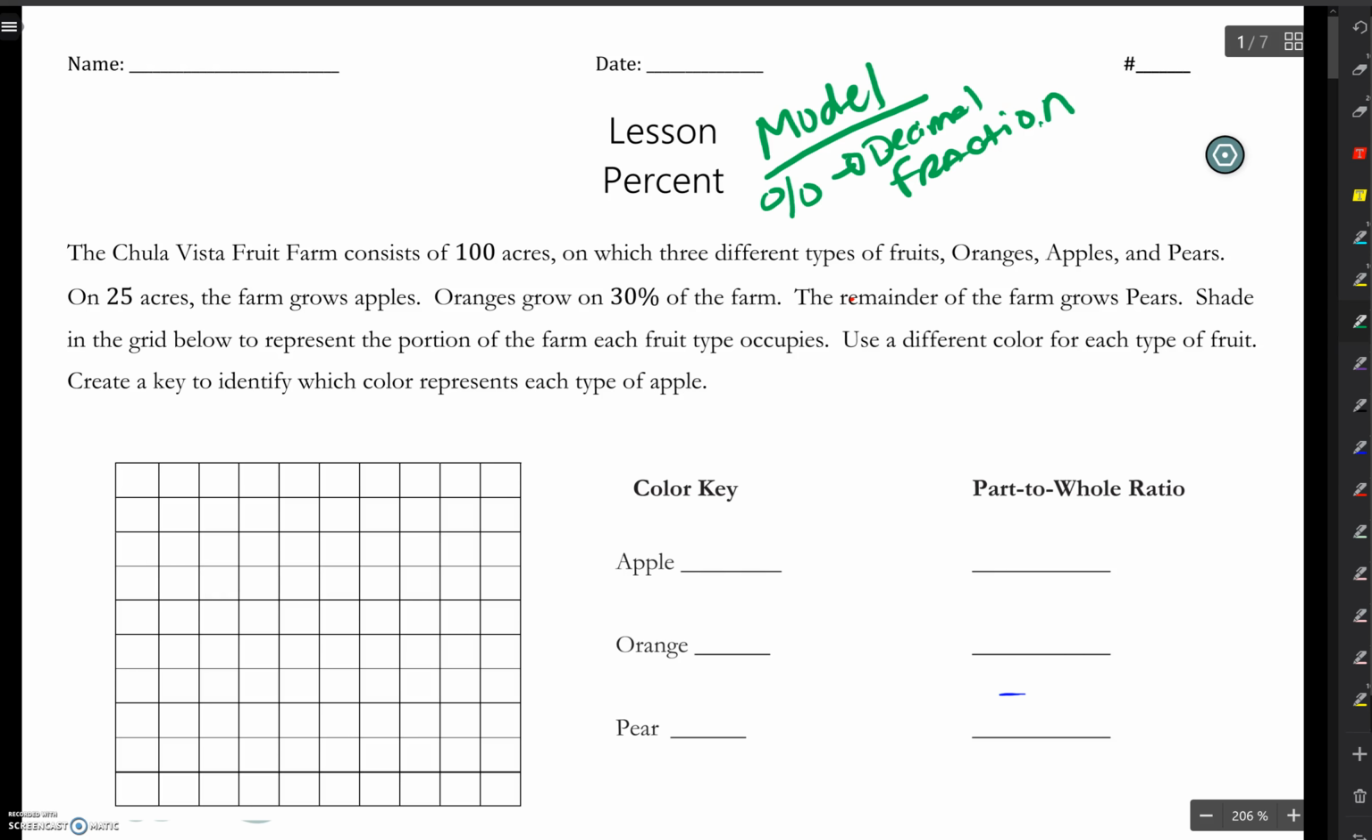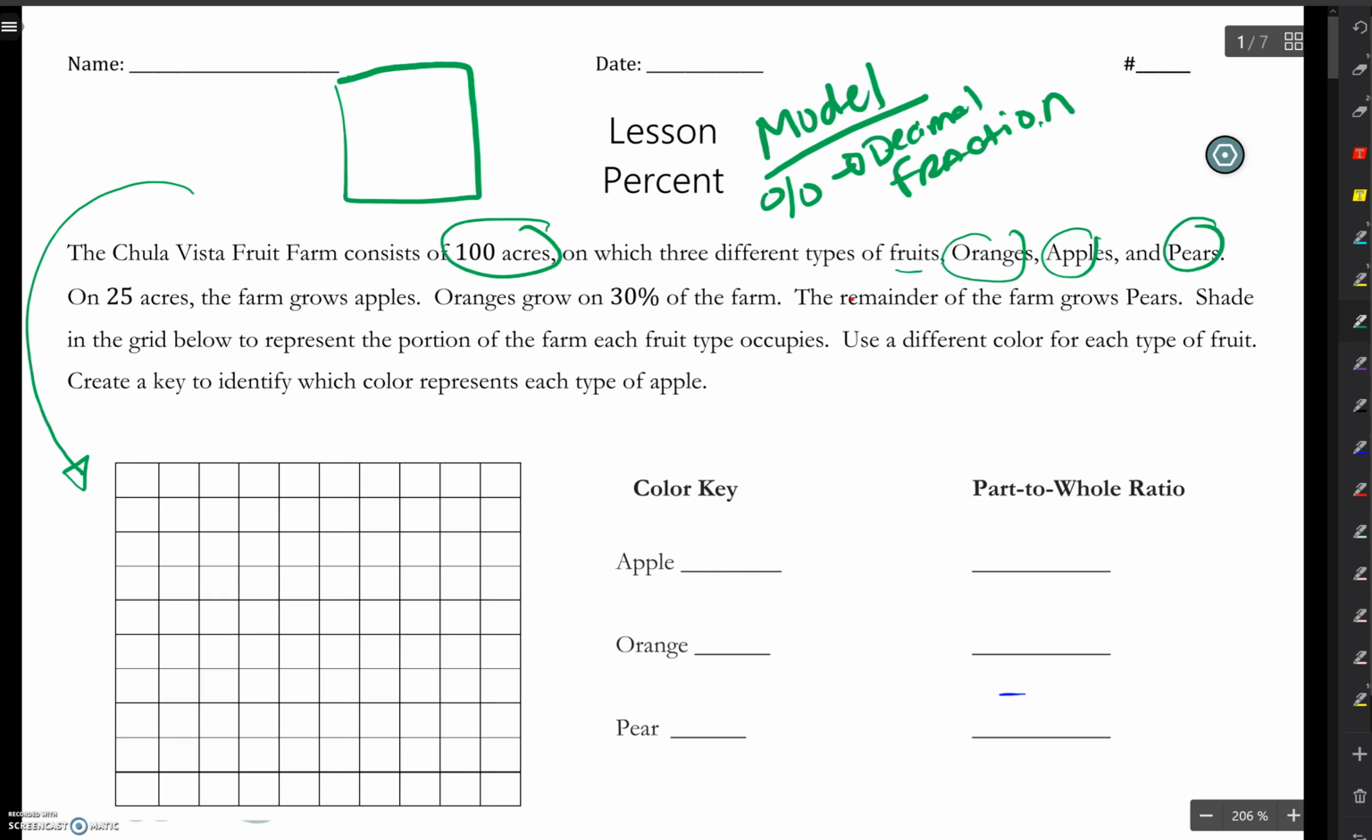Okay, now we're going to look at this problem that says, the Chula Vista Fruit Farm consists of 100 acres. 100 acres is the size of land. So you can have land 1 acre, 2 acres, 3 acres, 4 acres, but this is 100 acres. So this ends up looking like this. And so here is the 100 acres right here, on which there are 3 different types of fruits. So this farm has oranges, apples, and pears. On 25 of the acres, the farm grows apples. The oranges grow on 30% of the farm, and the remainder of the farm grows pears.